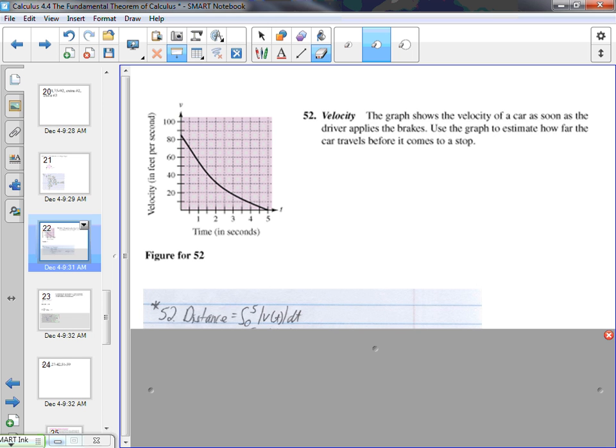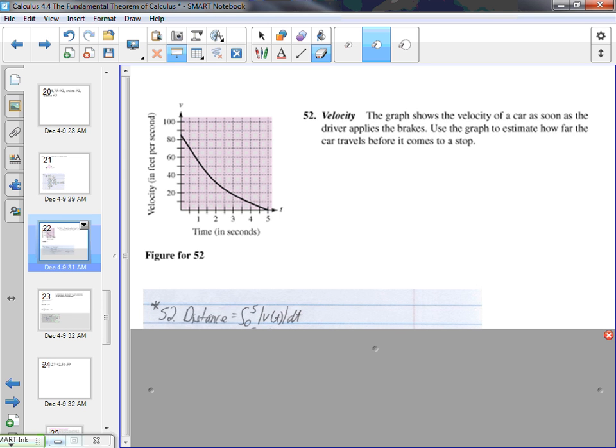On 52, the problem tells us that the graph shows the velocity of a car as soon as the driver applies the brakes. Use the graph to estimate how far the car travels before it comes to a stop. All right, now, I probably should have got my thoughts straight on this one before I got to it.